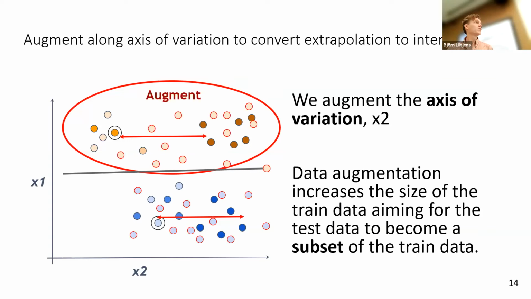Okay, so once we identified it, we augment across the X2 axis, meaning we take our training data set and we add random noise to the X2 value, shifting the data points to the right and to the left, and with the blue data set as well, shifting them to the right and to the left. And then we retrain our classifier. And now the classifier has learned a horizontal decision boundary, which will distinguish perfectly our blue from our orange data.